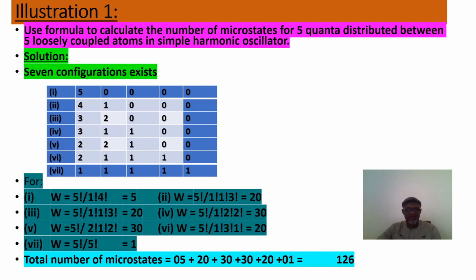This is 5. 4 plus 1 is 5. 3 plus 2 is 5. 3 plus 1, 1 is 5. 2 plus 2 plus 1 is 5. 2 plus 1 plus 1 plus 1 is 5. And of course, 1, 1, 1, 1, 1 is 5.